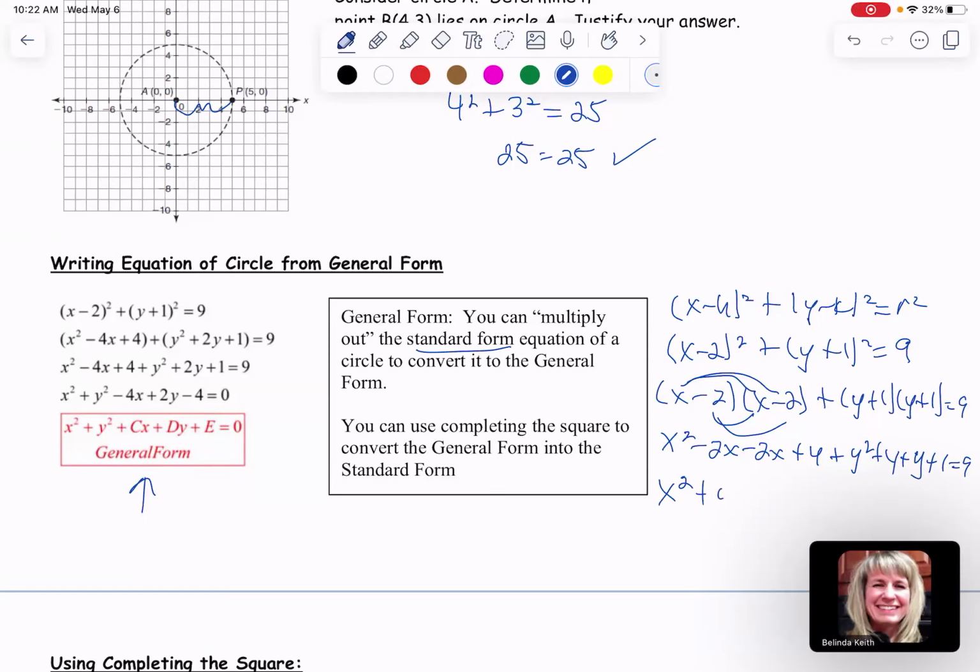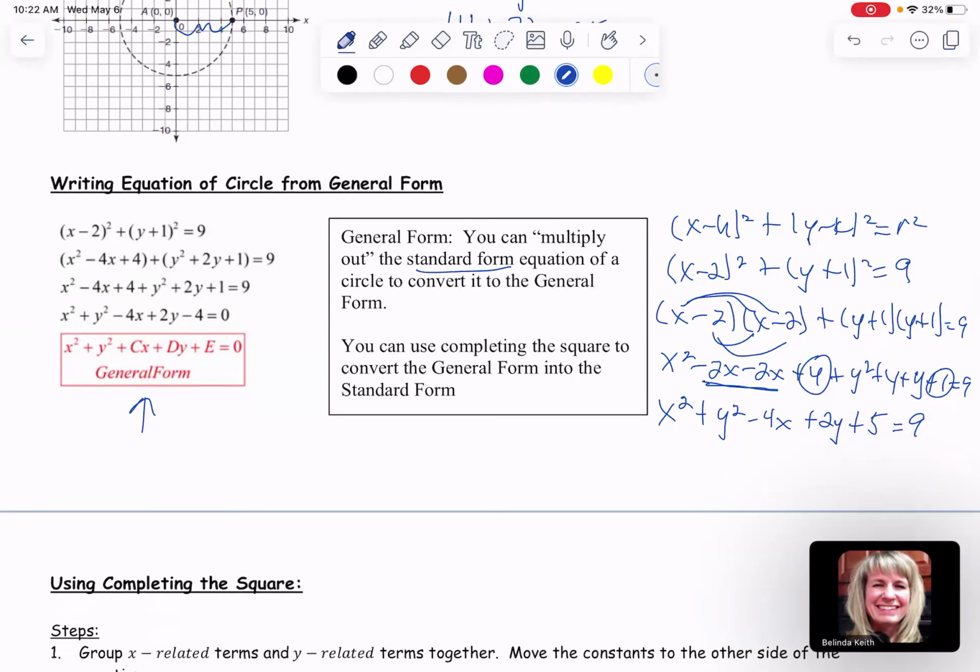When you write it in general form, you write your biggest degree terms first. So the x squared and the y squared get written first. Then you combine your like terms. You've got a -4x, you've got a positive 2y. I'm going to add the 4 and the 1 together to get 5, and that equals 9. Now when it's in general form, it should be equal to 0, so I need to move the 9 over. So it's x squared plus y squared minus 4x plus 2y minus 4 equals 0.